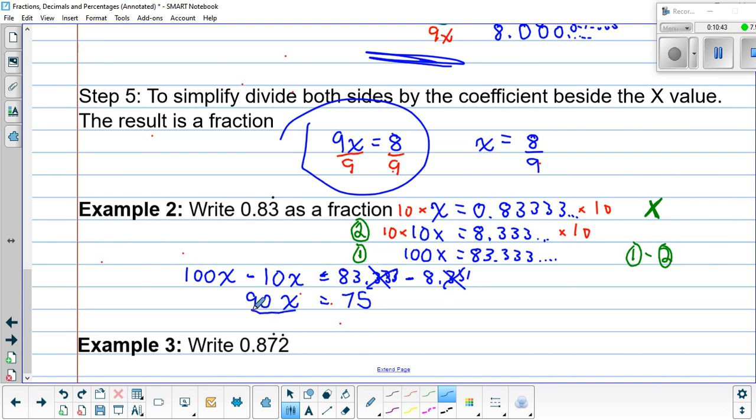So now we divide by 90, because that's outside of our x. So we divide by 90 on this side. So we can say that x is equal to 75 over 90, which is the same as saying 15 over 18, which is the same as saying 5 over 6.